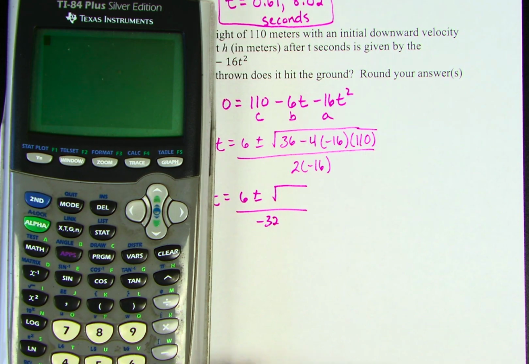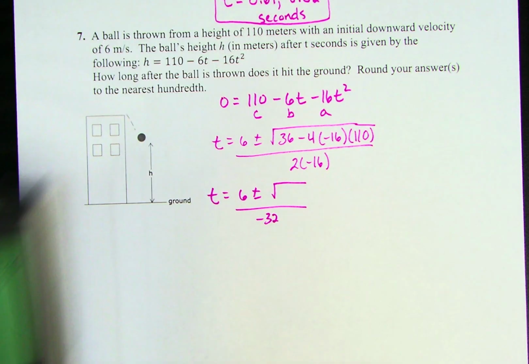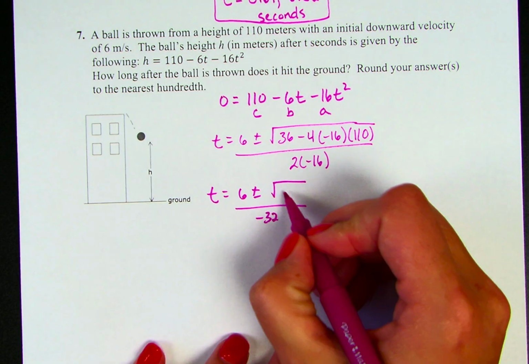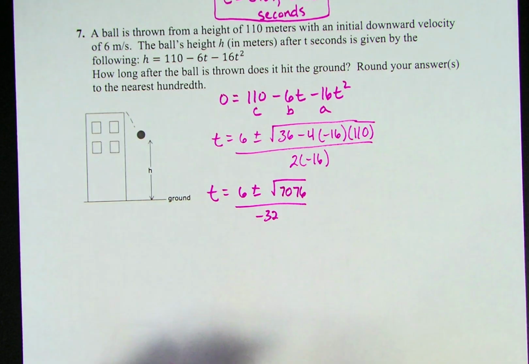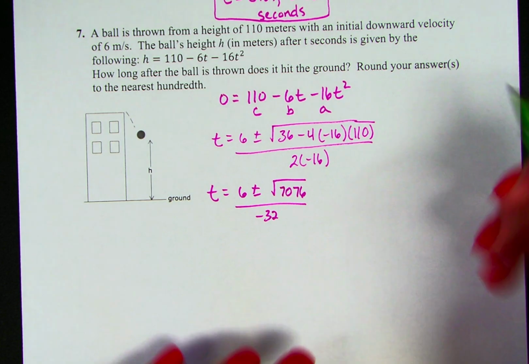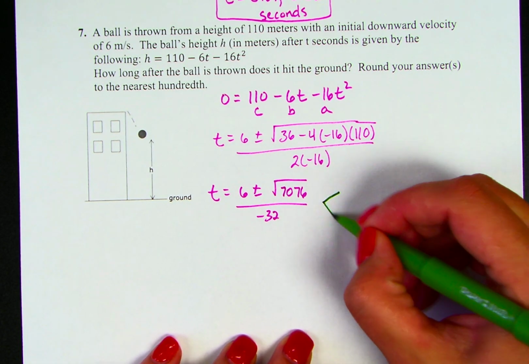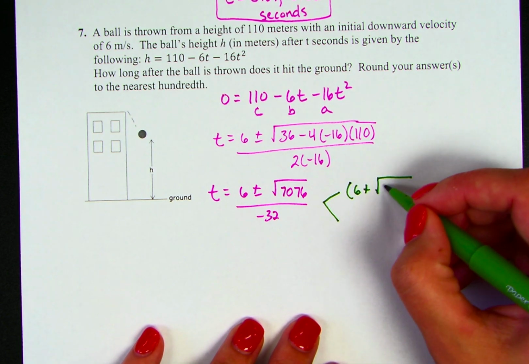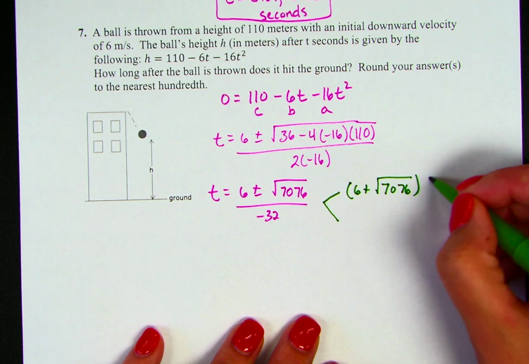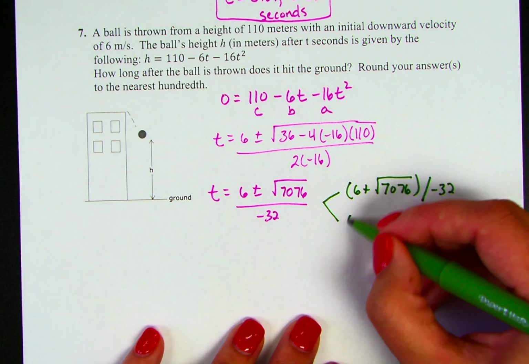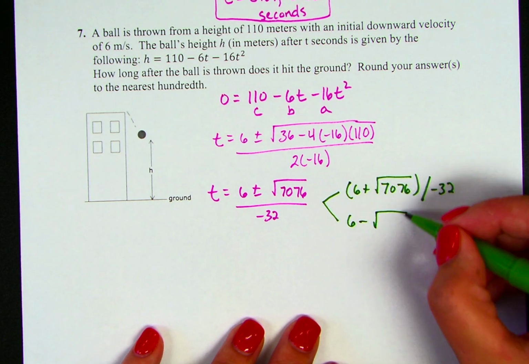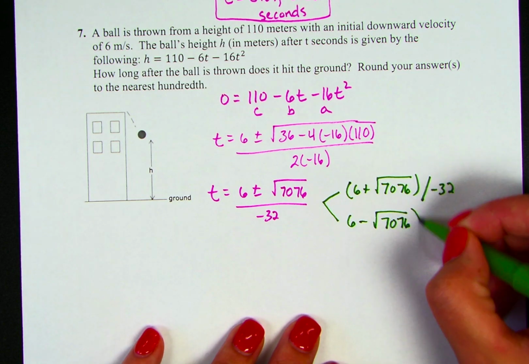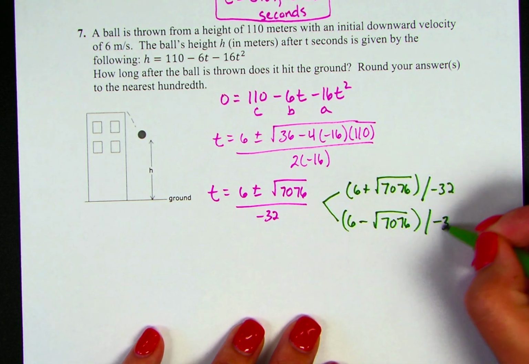So this will be 36 minus 4 times negative 16 times 110. So 7,076. And then we're going to need to split this up into 2 different parts. So again, we'll do 6 plus the square root of 7,076, then divided by negative 32. And 6 minus the square root of 7,076 divided by negative 32.